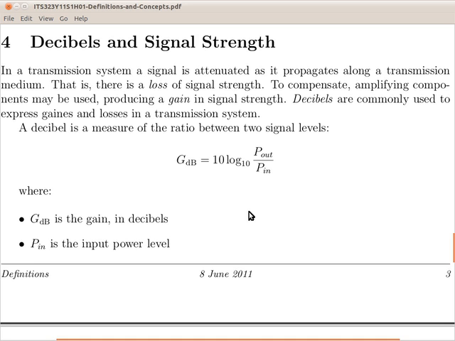Or the absolute loss is 1,000. Our received signal is 1,000 times less than the transmitted signal. So the absolute loss is 1,000. The loss in dB is 30 dB. So we have loss and gain, and these are commonly used to talk about different aspects of communication systems. And we often deal in decibels.